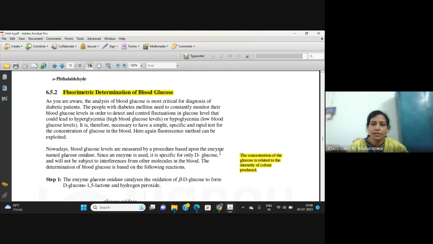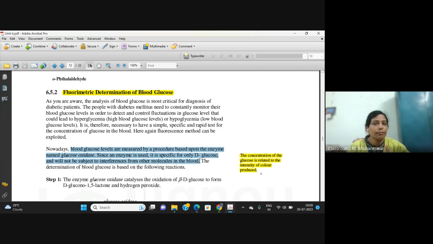Then fluorimetric determination of blood glucose also can be done. The concentration of the glucose is related to the intensity of color produced; it is directly proportional to that. Nowadays, blood glucose levels are measured by a procedure based upon the enzyme glucose oxidase. Since an enzyme is used, it is specific for only D-glucose and will not be subject to interference from other molecules in the blood. Specifically, it binds with the D-glucose, and you get only the glucose-related concentration peaks.